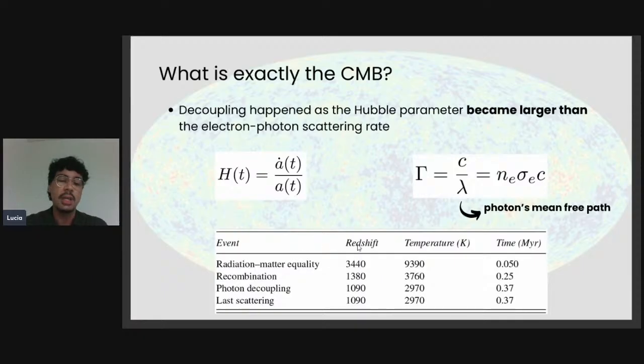And here is a table that shows the timeline of these events. The decoupling I'm talking about happened after the universe became matter dominated. After the recombination, when electrons and protons bound together and created the first atoms, you have the photon decoupling, when the photons decoupled from baryons, and the last scattering, which was somewhat simultaneous to the decoupling. The last scattering is when the last photons scatter with baryons, and we see them as the CMB.